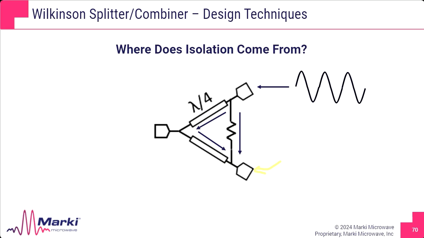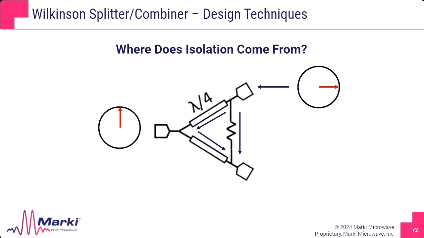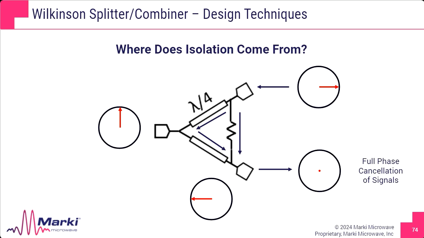Now let's look at that. The signal starts at 0 phase. This is like a phase diagram, and I'm showing reference phase. We're at 0 for the input. We go through a quarter wave transformer here, or a quarter wave section here, and that causes a 90-degree phase shift to our signal. Then a second 90-degree phase shift, and we've now achieved a full 180-degree phase shift. When these are combined at this point here, we get full phase cancellation of signals.